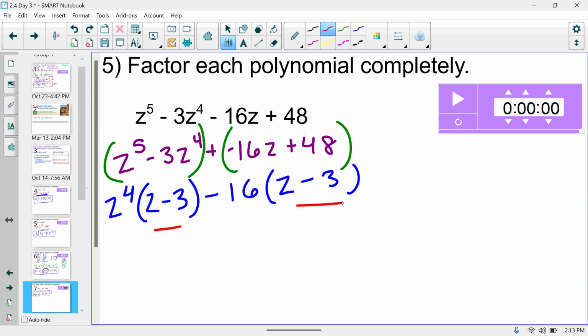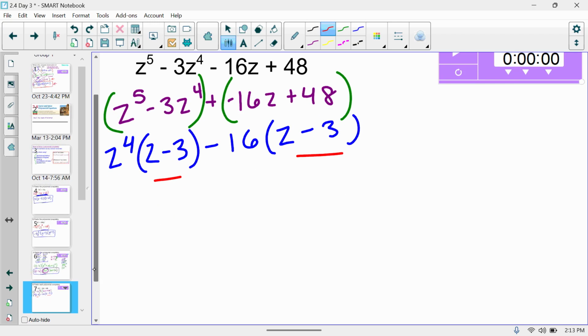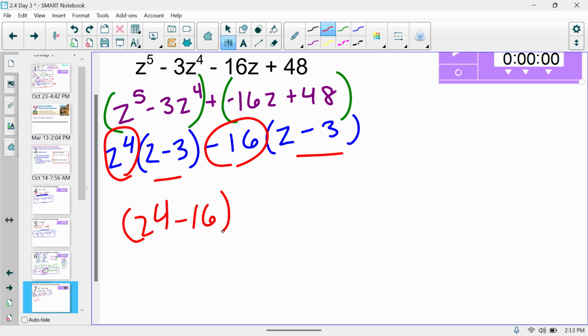Again, check that these match. If they don't, something went wrong, or maybe you can't factor it by grouping. But remember, we're going to write our answers so far as z to the 4th minus 16 in one quantity, and then z minus 3 in the second quantity. Now, you're not going to be able to do anything further with this if it's degree 1. You're always going to be done if it's a degree 1.